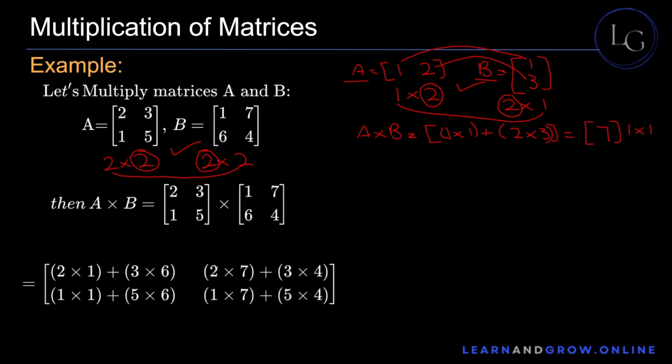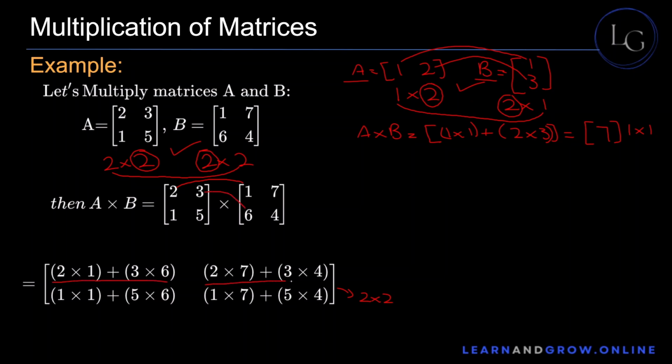See here, this matrix is of the order 2 by 2. Now, how did we find this? Simple. You'll first multiply the first row of A into the first column of B. So 2 multiplied by 1 plus 3 multiplied by 6.